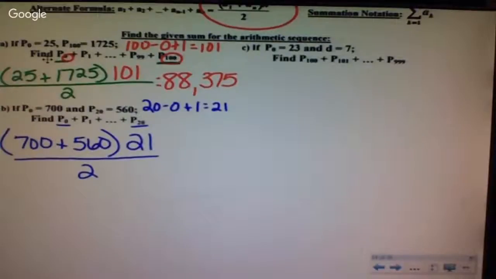We add the 2 times 21, divide by 2. Which gives me 13,203. Sorry. Okay. 7. Sorry. Okay. Take a look at part C.